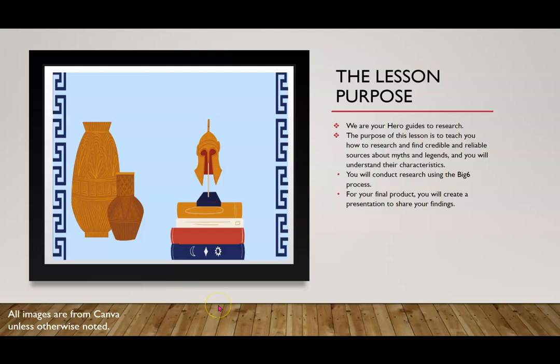It was narrated by me. The purpose of this lesson is we are your hero guides to research. You are going to know how to research. You're going to find those sources, make sure they're credible, and it's going to be about myths and legends. Maybe we could do their characteristics, but you're going to find what's right for you. And we're going to conduct this research by using the Big Six process. For your final product, you will create a presentation of your choosing to share all this fun stuff. You are going to love it.